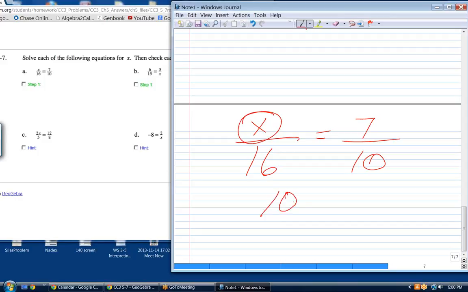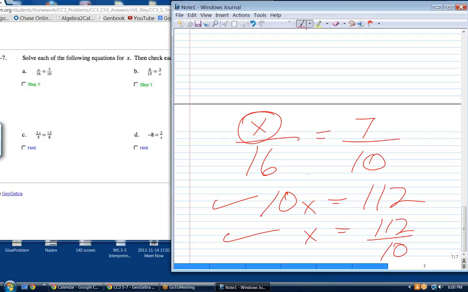If I cross multiply, I'm going to have 10x equals 112. And then I have to divide by 10. So 112 divided by 10. In other words, I have to go through 2 steps if I cross multiply. I didn't need to cross multiply because x was in the numerator, and all I needed to do is one step, multiply by 16, and I've got x isolated.